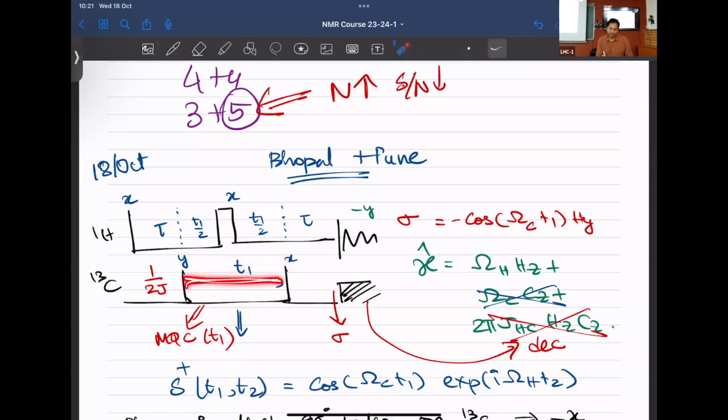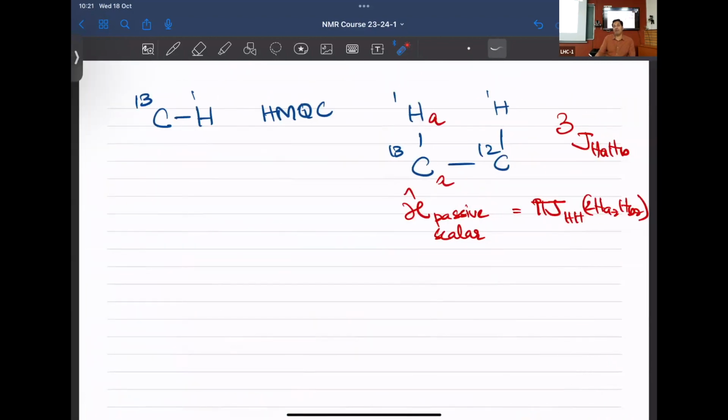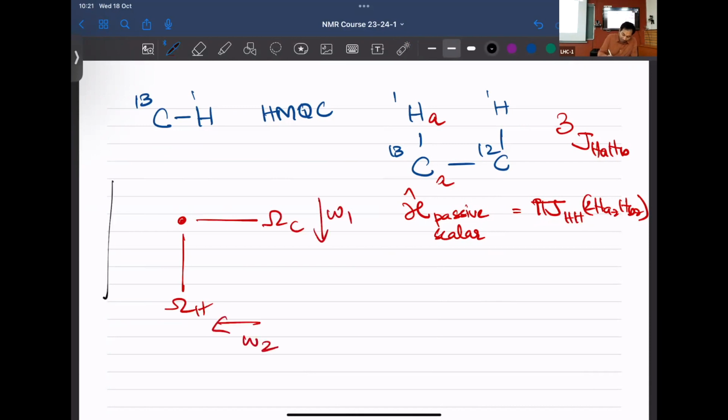Now, during this term, if I end up throwing in the passive coupling between two protons, remember the 180 pulse will remain for both of the protons, therefore their scalar coupling will evolve. So try to go back and evolve proton-proton coupling for a proton-carbon HMQC. You will understand that the passive coupling will evolve. So what will end up happening finally? Previously, you got a signal based on omega C and omega H. This is the omega 1 dimension. This is the omega 2 dimension in the 2-dimensional NMR spectrum.